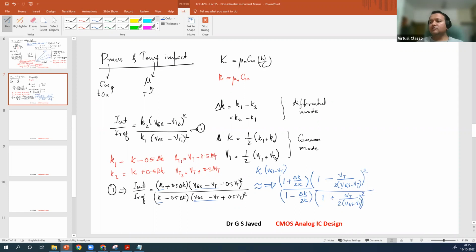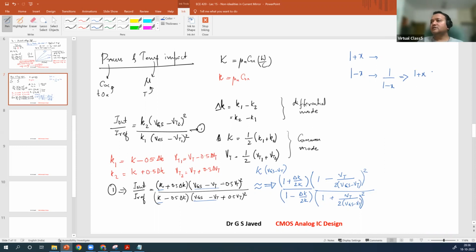Now, if we assume that all these quantities are small, then we know that if x in 1 plus x or 1 minus x is very small, then 1 over 1 minus x can be written as 1 plus x.